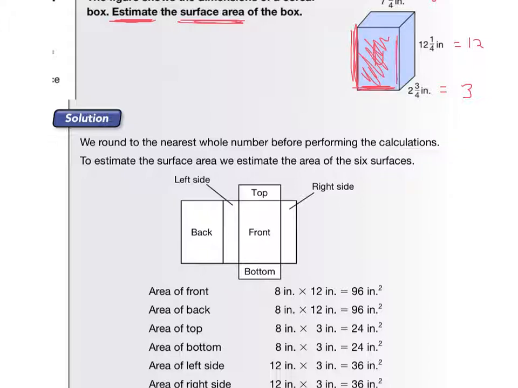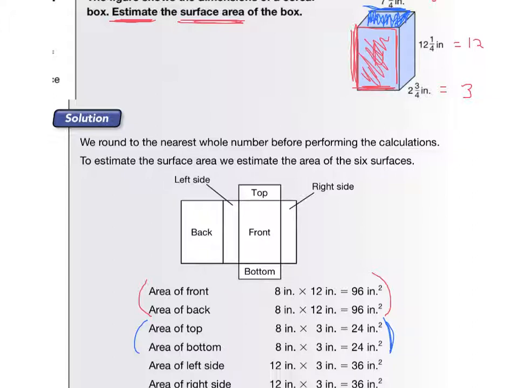So that's the front. Well, you have a front and a back, and the front and the back will match. So right here, you have 8 times 12 for the front and the back, and both of those would be 96. Then you have the top. I'll do that in a different color. See? The top is here, and the top and the bottom match as well. So the top is going to be 8 times 3. 8 times 3 is 24. That's the area of the top and the bottom, because you have 2 that are the same.